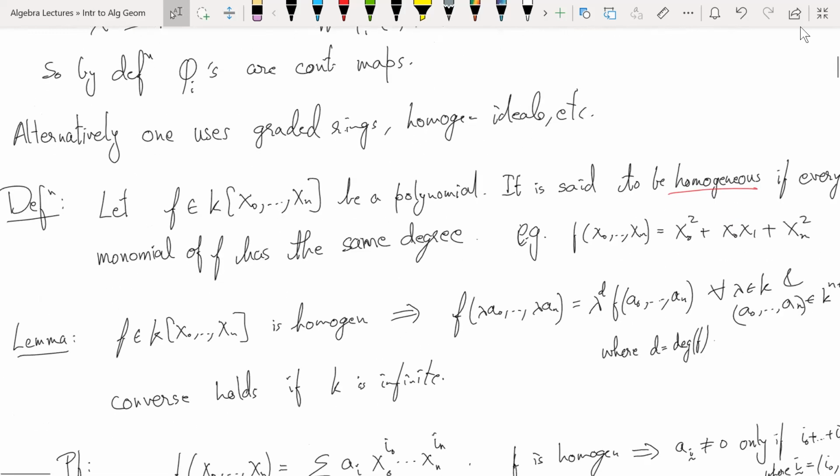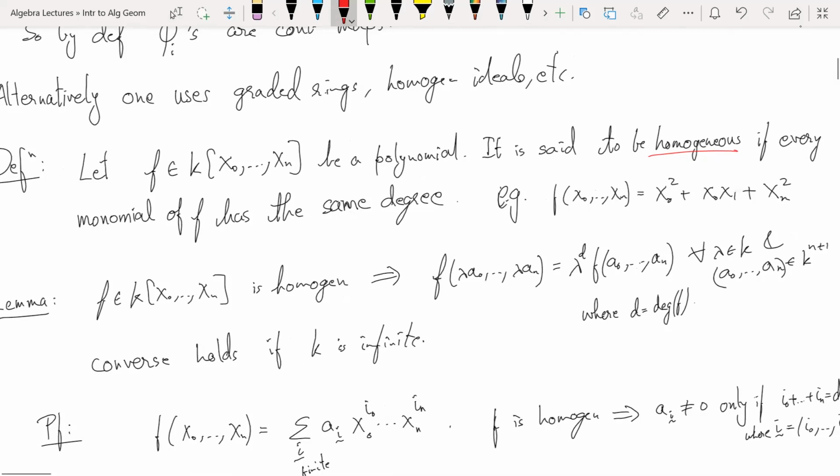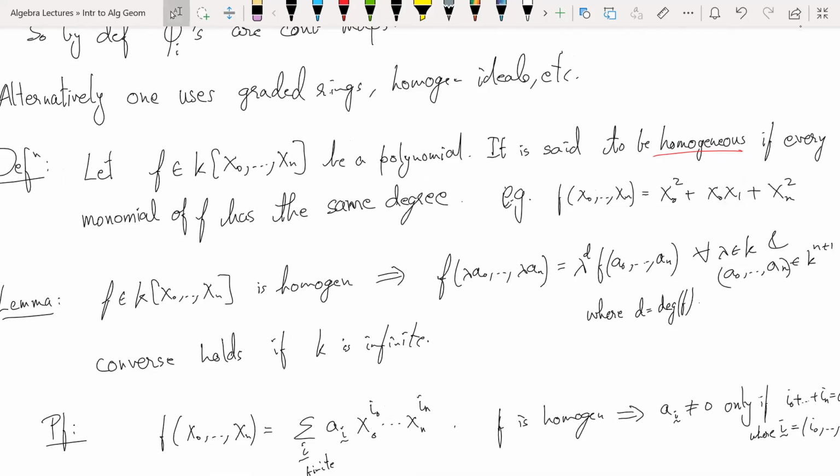Another way to characterize homogeneous polynomials, at least when k is infinite, is that if f is homogeneous, then f(λa_0, ..., λa_n) equals λ^d f(a_0, ..., a_n) for all λ in k and all (a_0, ..., a_n) in k^(n+1), where d is the degree of f. The converse also holds if you assume k is infinite. If you are working over an algebraically closed field, this is not a problem. The only issue is finite fields.